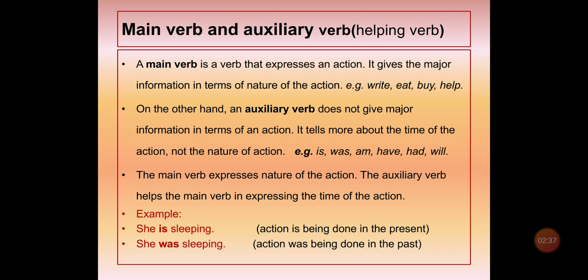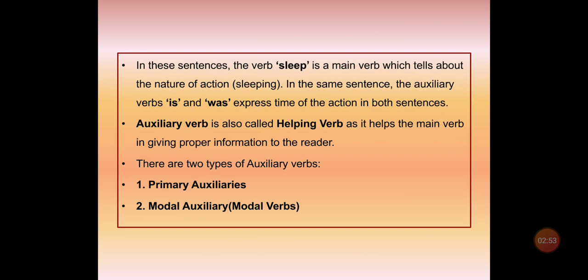She was sleeping. Was is used here as a helping verb or auxiliary verb and it is telling us about the time of the action. Sleeping is the nature of the action and is and was are the time of the action. In these sentences, the verb sleep is a main verb which tells us about the nature of action, sleeping. In the same sentences, the auxiliary verbs is and was express time of the action. Auxiliary verb is also called helping verb as it helps the main verb in giving proper information to the reader.